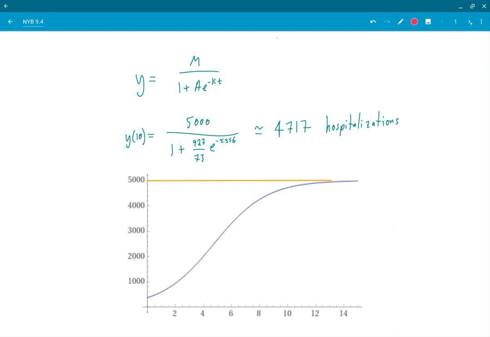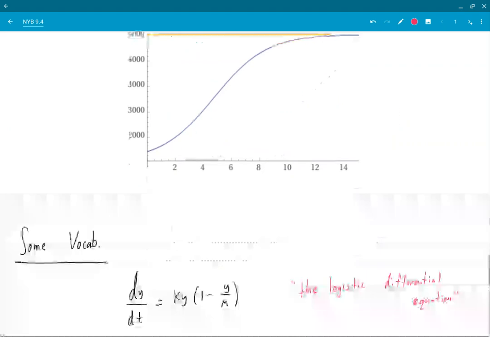Okay, so again, we've taken a very simple model, which was our exponential model, and we modified it to get something which takes into account a sort of ceiling on our y. In this case, that ceiling was the 5,000. Okay, some vocabulary here.